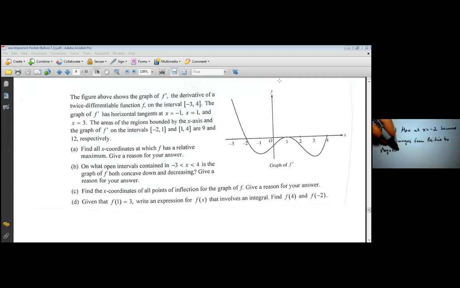Okay, now just so you guys know, that's a 2-point question. The first part is for the answer. The second part is for the justification. So remember, we worked on that earlier in the year. It's a relative max at x equals -2 because f prime of x changes from positive to negative. Does anybody have any questions on that?